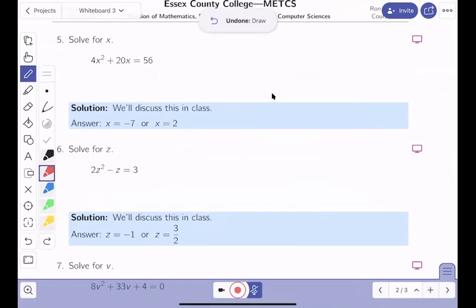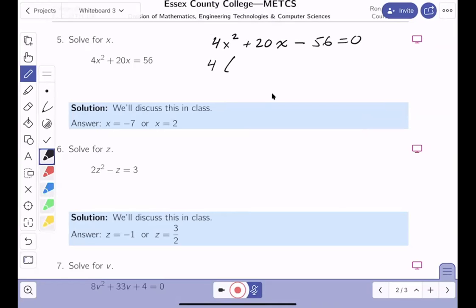So you're going to get, let's see, 4x squared plus 20x, and I subtract 56 from both sides, and that equals 0. Now I'm looking to factor it, and I'm looking for that GCF, and I'm going to say 4 times x squared plus 5x minus 14. All right, make sure that's true. You get 4x squared, 4 times 5 is 20x, and 4 times 14 would be 40 and 16, 56.